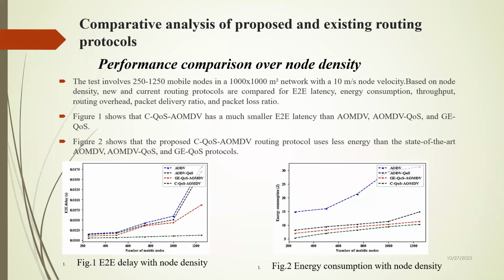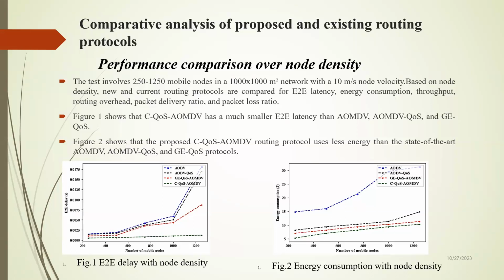And here in figure 1 we have to see the proposed CQoS AOMDB routing protocol achieves significantly lower E2E delay compared to AOMDB QoS and GQoS AOMDB. And in figure 2 we see it demonstrates reduced energy consumption in the proposed CQoS AOMDB routing protocol compared to the existing state of the art AOMDB, AOMDB QoS and GQoS AOMDB protocols and so on.